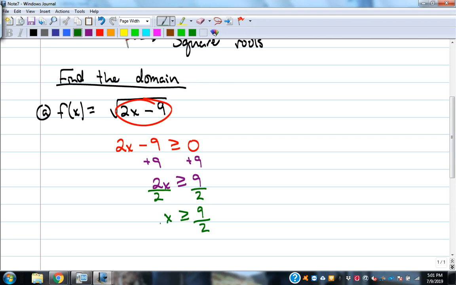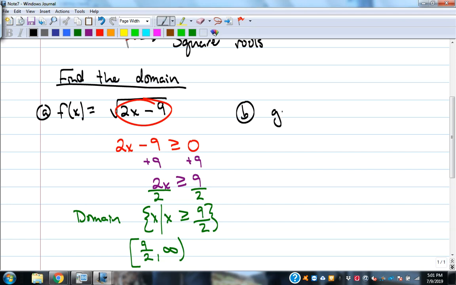And in set notation, that's what it looks like. Interval notation would be bracket 9 over 2 to infinity. That would be the way the domain can be expressed for that particular problem. Okay, so square root in the problem, we've got to do the greater than or equal to 0 stuff.